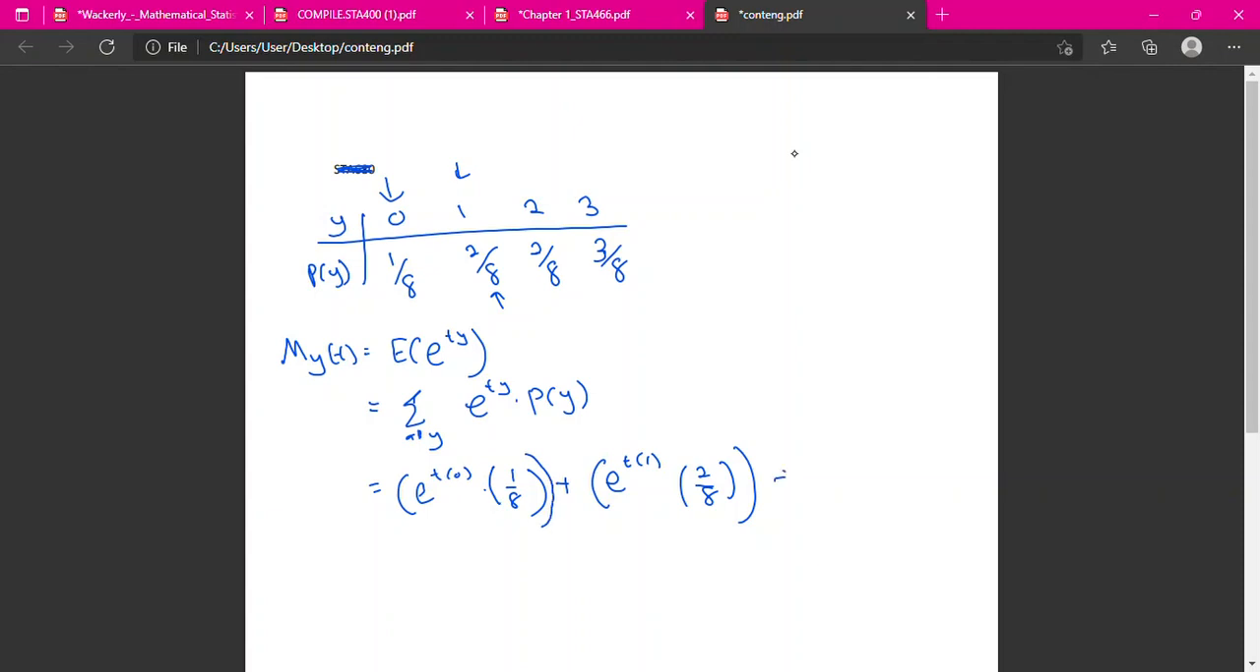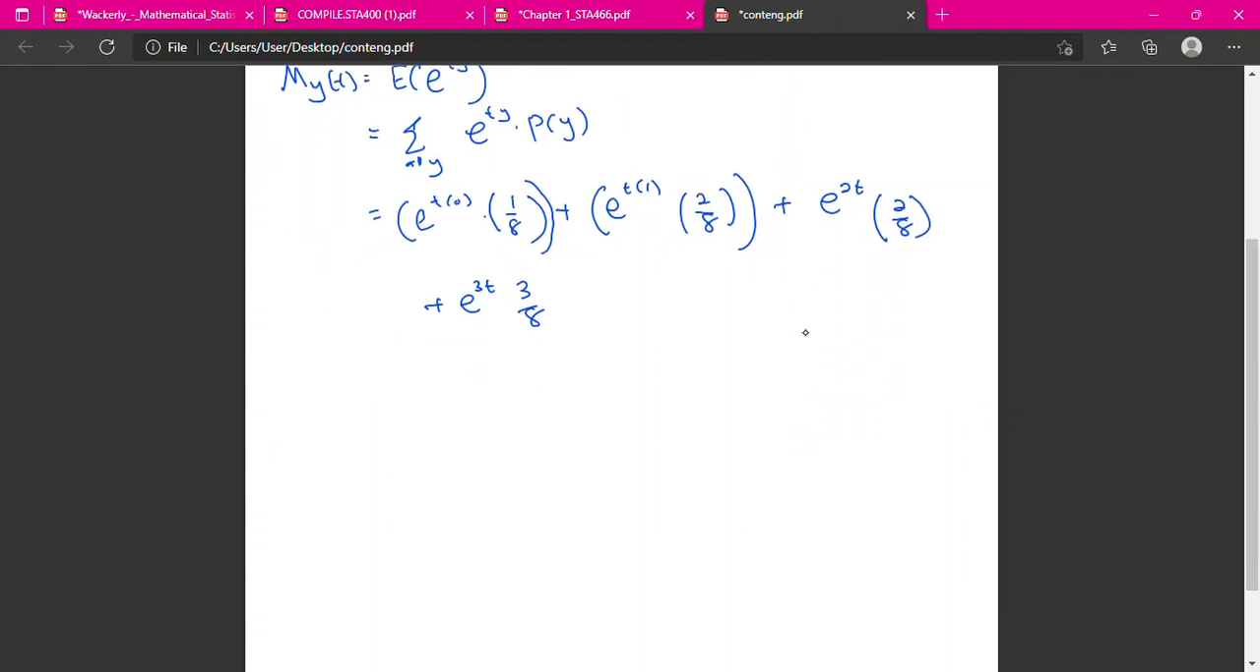Right? Okay, plus we need to do this for all the y that we have here. So e, I buat macam ni, samakan e to t multiply dengan 2/8 plus e3t multiply 3/8. Right? So in the case of this, power of 0 will be 1. So here will be 1/8 plus 2/8 e power of t, am I right? Plus 2/8 e power of 2t plus 3/8 e power of 3t. So ini adalah MGF function untuk random variable y.